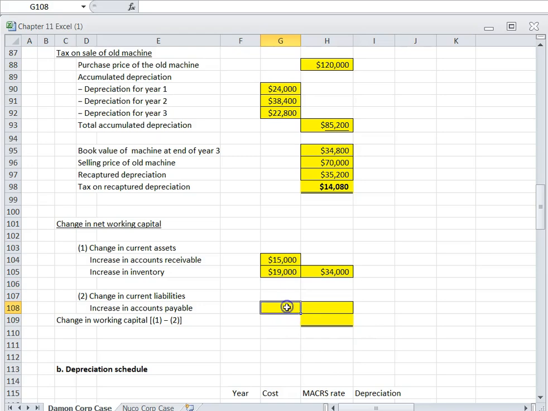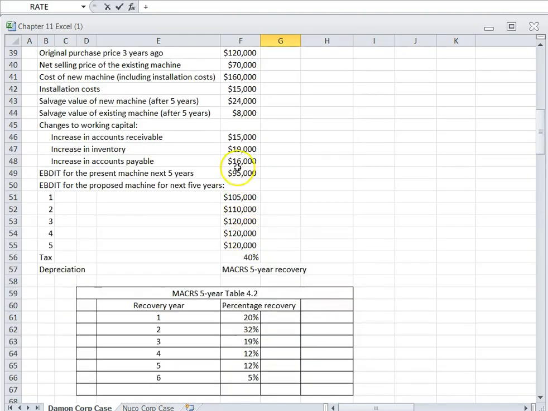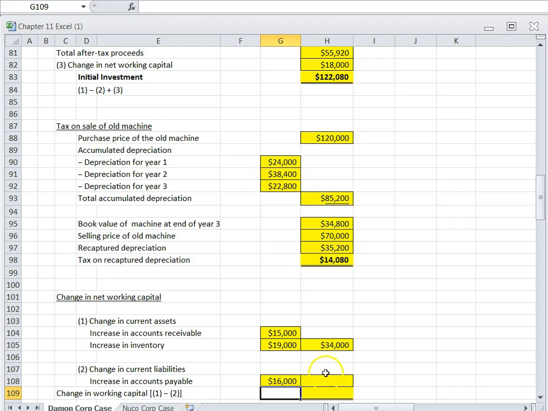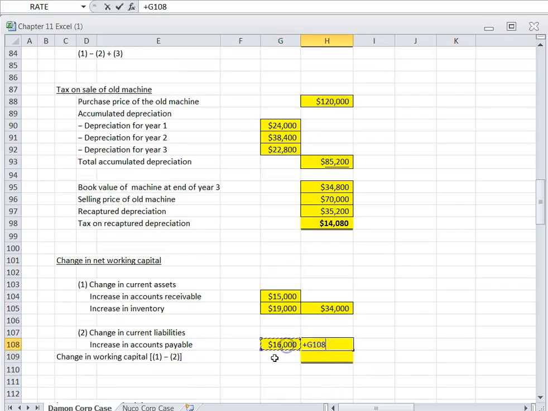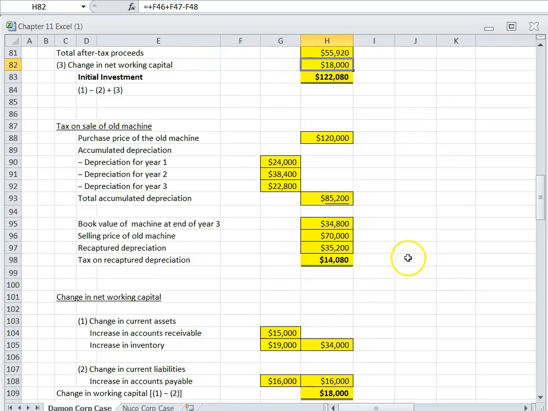Now the accounts payable, this is our liability. We get our liability of 16,000 here. So a total increase in liabilities is 16,000. So to get the change in working capital, we take our current assets minus our current liabilities, and that's our 18. And this means that we're going to have to bring $18,000 more to get this project going. So we want to include that as part of the initial investment up here.